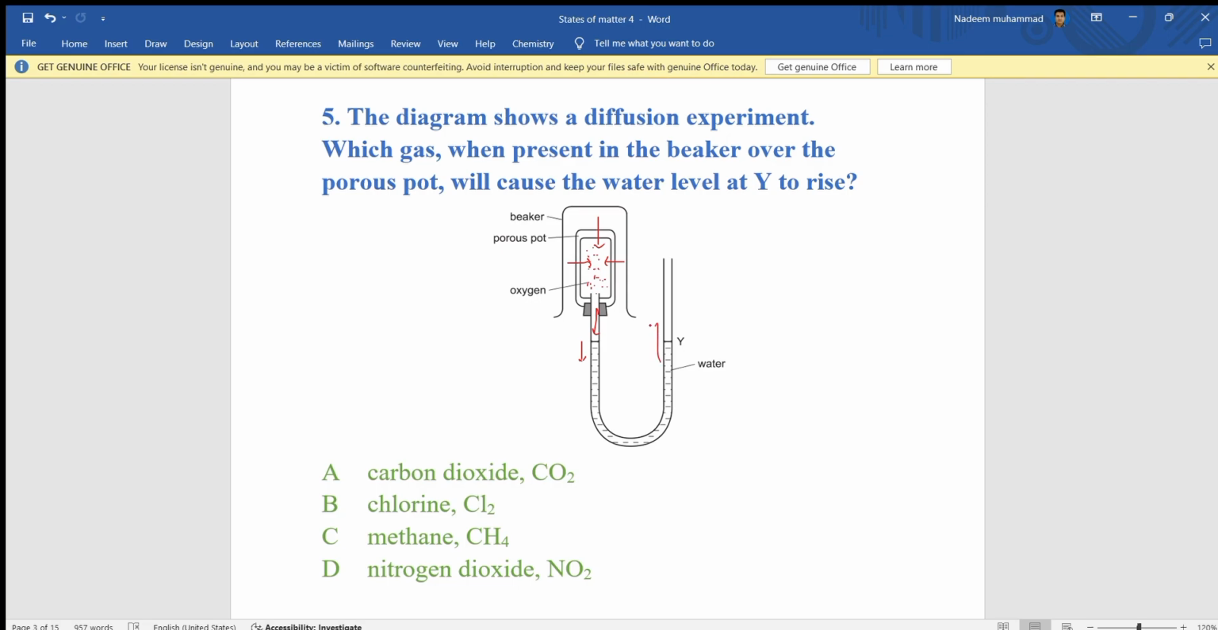So that means that we should have a gas over here which should be a lighter gas having less molecular mass. So out of these four gases, methane is the one having least or the lowest molecular mass.